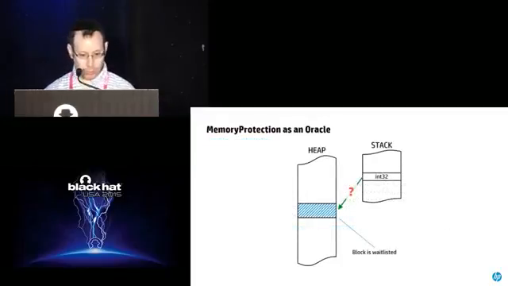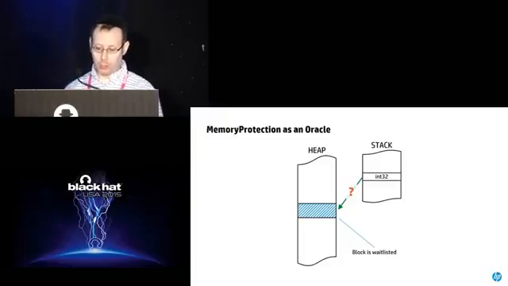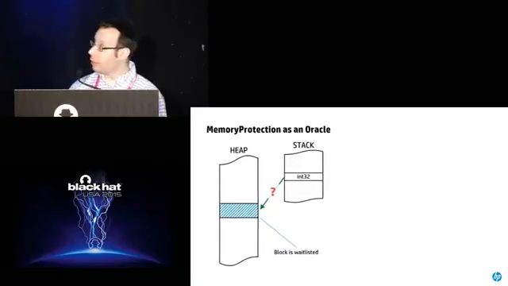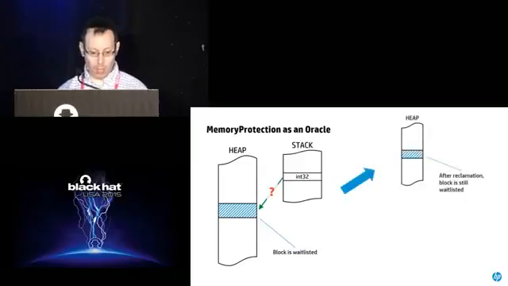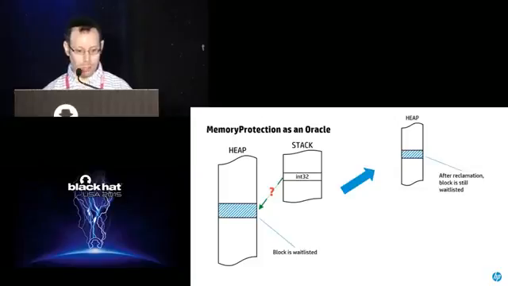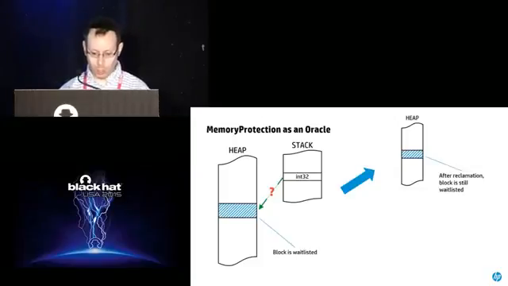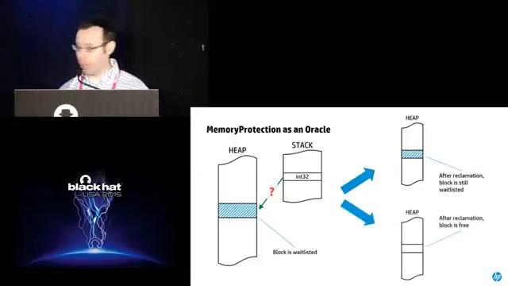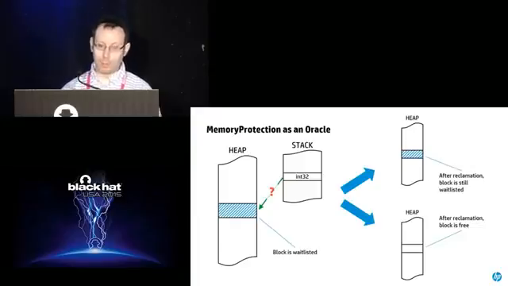So here we see a block on the waitlist. Let's say we plant an integer value on the stack and then trigger memory protection's reclamation routine. If the integer we planted corresponds to an address anywhere within the block, then memory protection will respond in one way, by keeping the block on the waitlist. But if the integer we planted is not within the waitlisted block's address range, then memory protection will behave in a different way and deallocate the block.